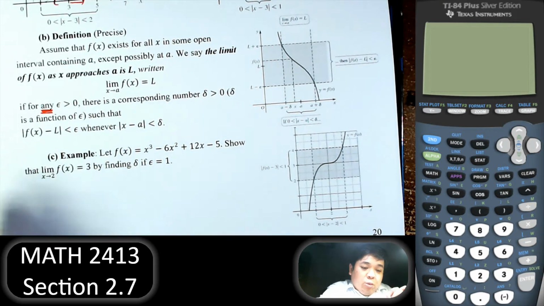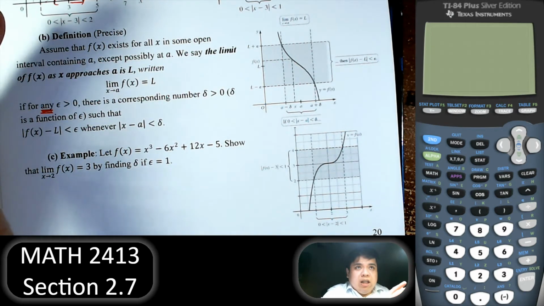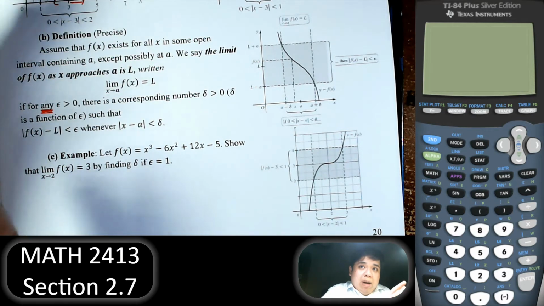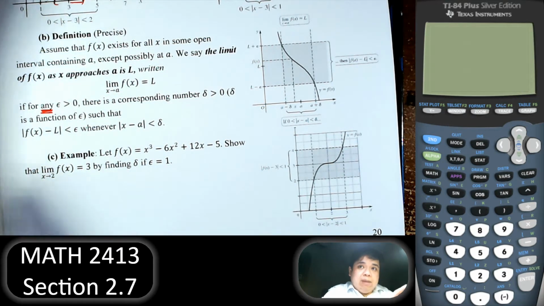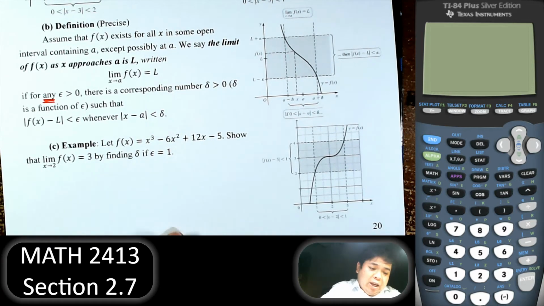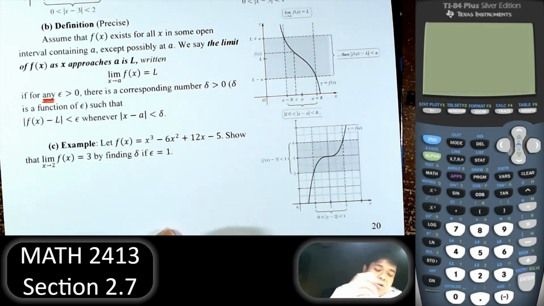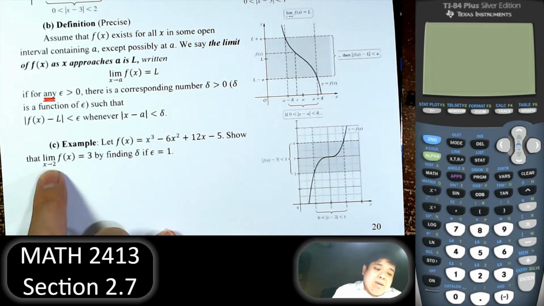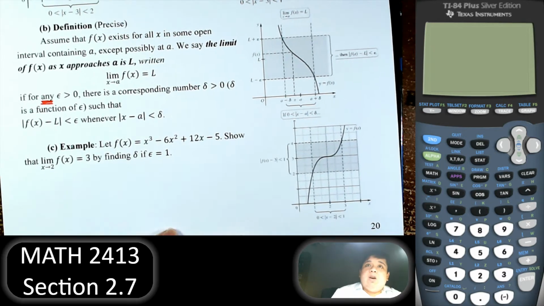Let's look at this example before we actually do something. Write the proof for the limit. So in this section, we're not worried about how to find the limit. We spend like 3-4 sections on that. In this section, we worry about how we write the proof of the limit using epsilon and delta. So mathematically, how do we prove that the limit is whatever the number is? Right. Now, look at the first example here. Let the function be x cubed minus 6x squared plus 12x minus 5, so that the limit equals 3, by finding delta if epsilon is equal to 1.